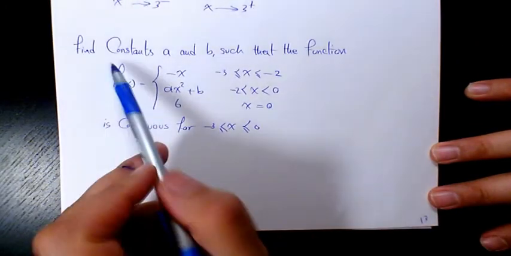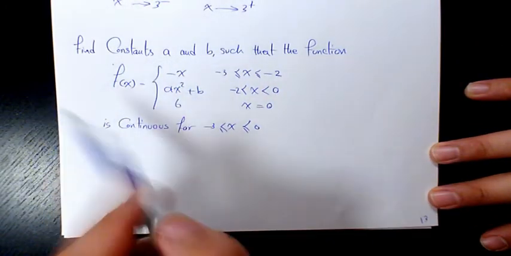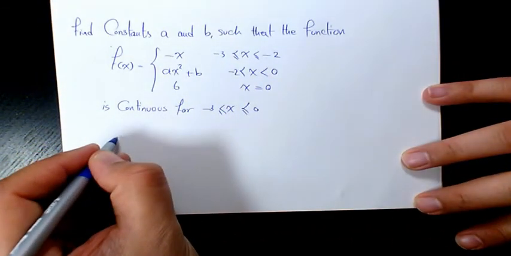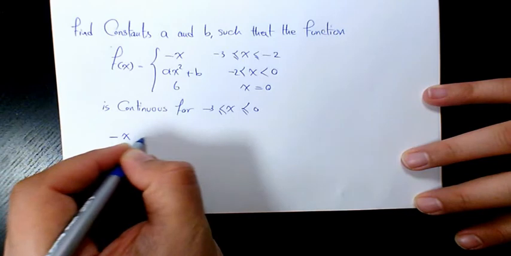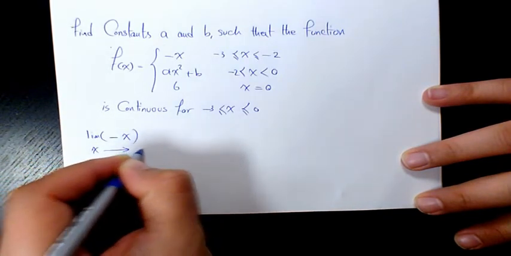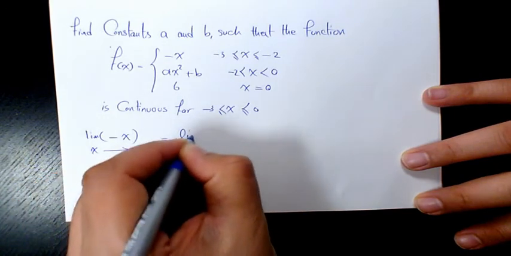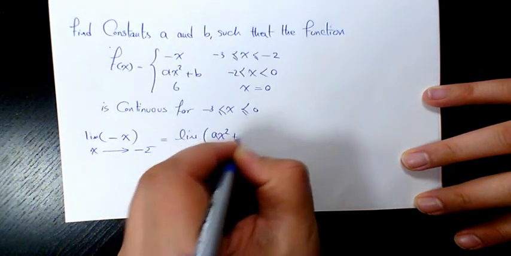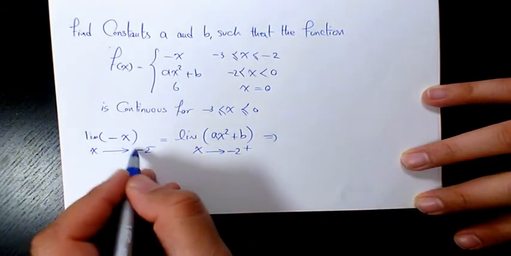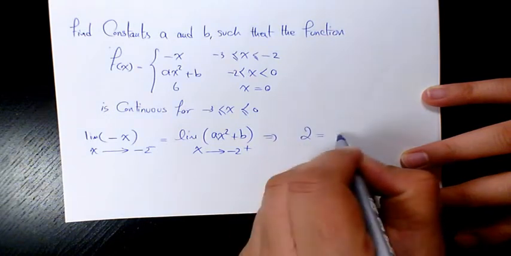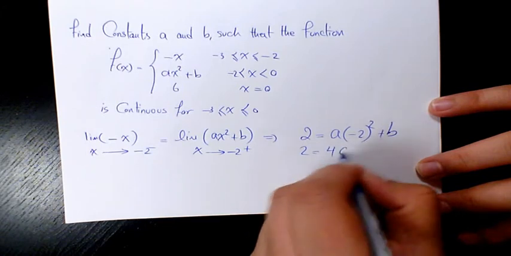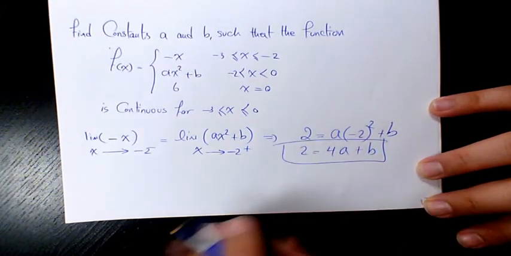Next one, find constants a and b such that the function is continuous. So in this example, the limit of negative x as x approaches negative 2 from the left has to be equal to the limit of ax squared plus b as x approaches negative 2 from the right. It means that negative times negative 2, which is 2, equals a times negative 2 squared plus b, so 4a plus b is going to be one equation.